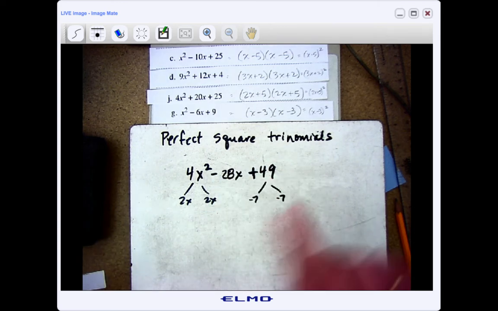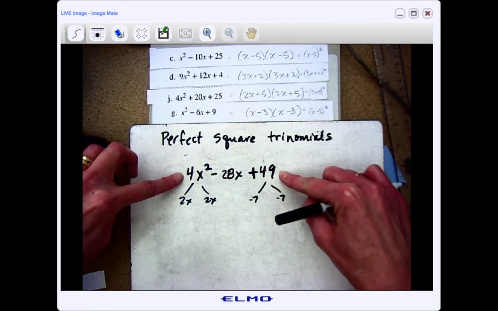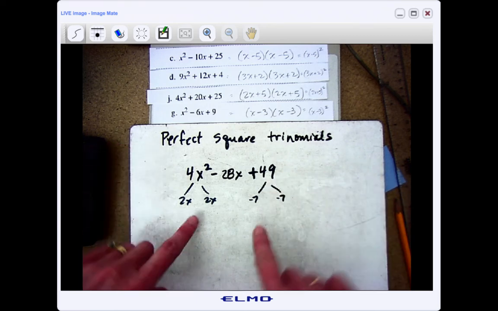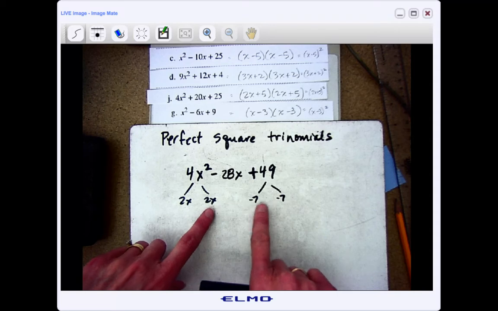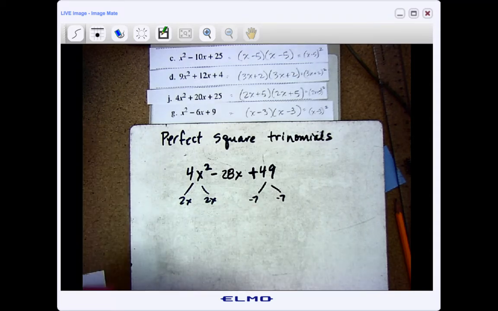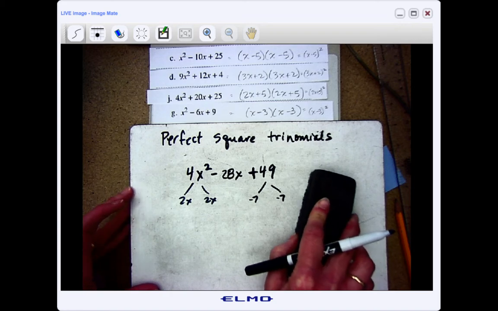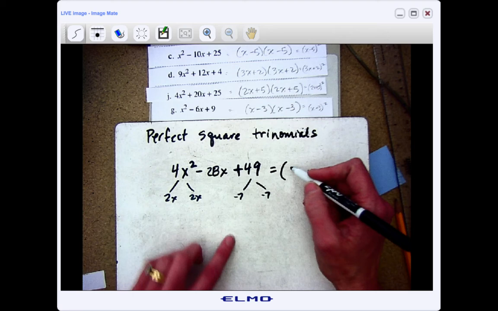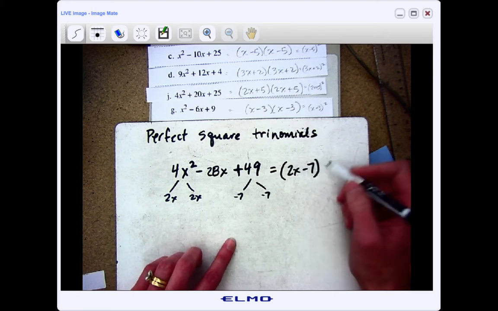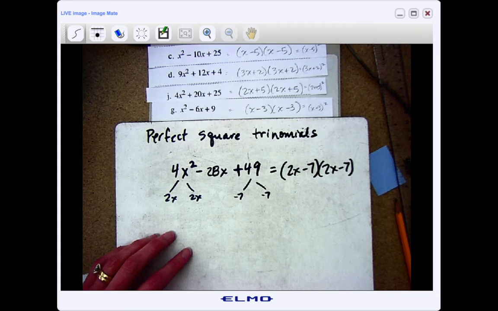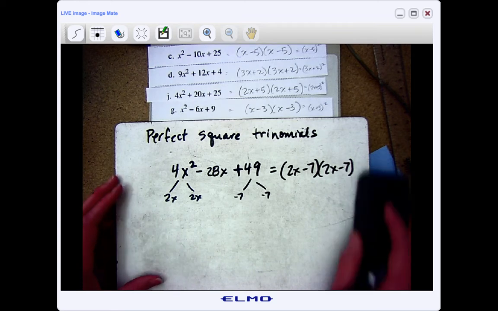So you'd have to have a perfect square here and here, okay? And the middle term would have to be a combination of the square roots of both of those multiplied together, okay? So that being said, what do you think that factors into? This would factor into 2x minus 7 times 2x minus 7, okay?